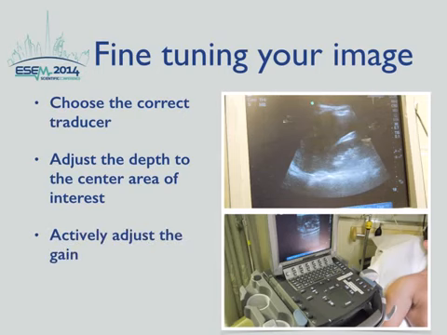It's also important to remember to actively adjust the gain. You don't want the image to be too dark or too bright. And finally, remember, you should obtain 2 different planes for every structure that you scan, because ultrasound images are 2-dimensional representations. A comprehensive ultrasound study requires scanning of every organ or structure in 2 different planes.